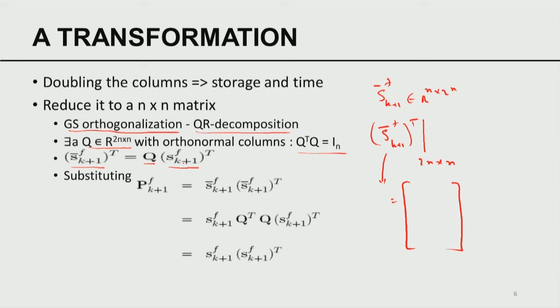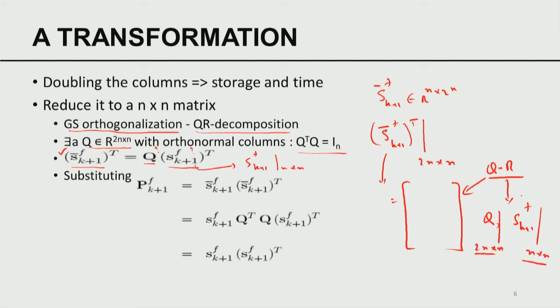I would like to now get a matrix S k plus 1 f that is also n by n. The left hand side is given. I have to find a Q and an S k plus 1 such that this equation can be satisfied. That is the classical QR decomposition method, applied to the matrix S k plus 1 bar f transpose. The QR decomposition will then deliver a Q and an S k plus 1 f, I am sorry, there is no bar here. This will be an n by n matrix, and Q will be a 2n by n matrix.